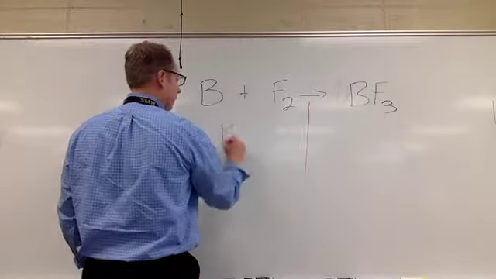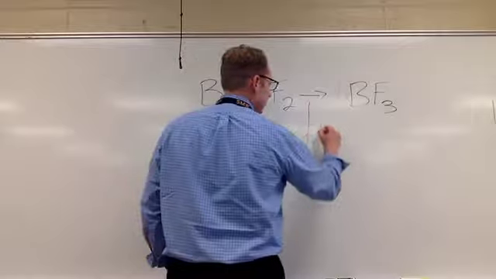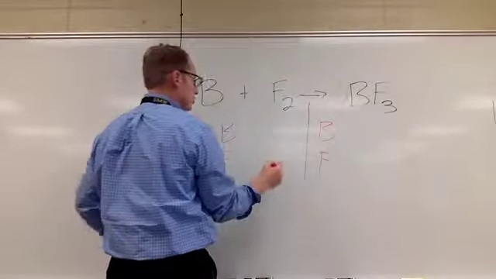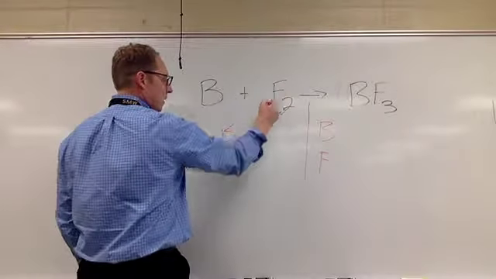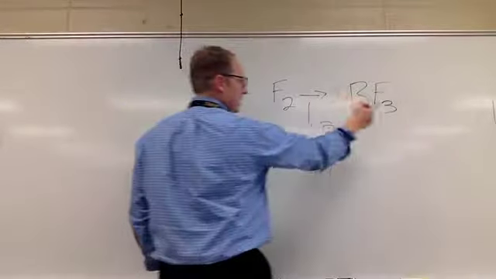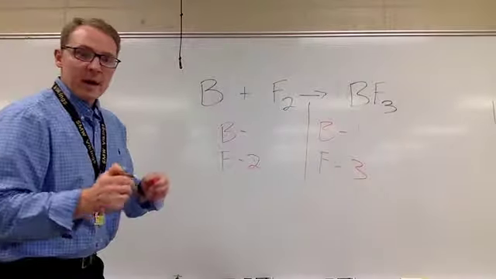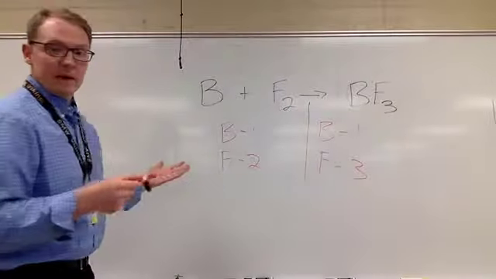Draw the line. I have boron and fluorine on both sides of the equation. Remember, the inventory down here doesn't affect the equation in any way. I have 1 boron, I have 2 fluorine. On this side, 1 and 3. So I've taken my inventory and I know that this is unbalanced.